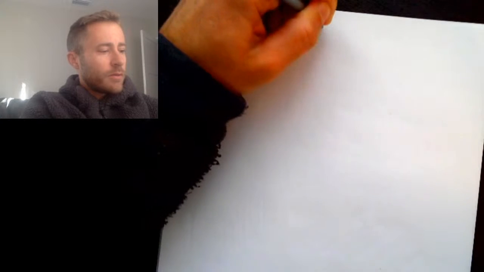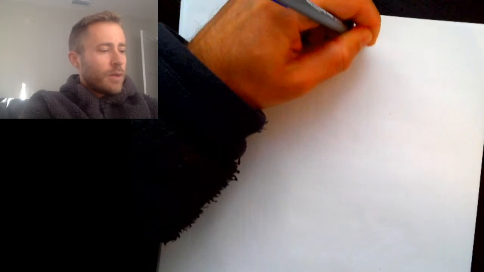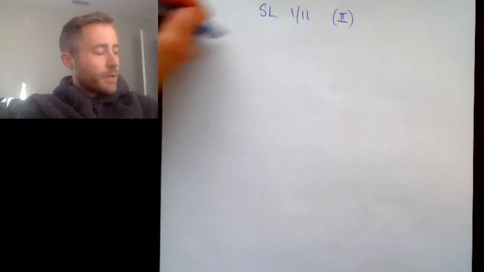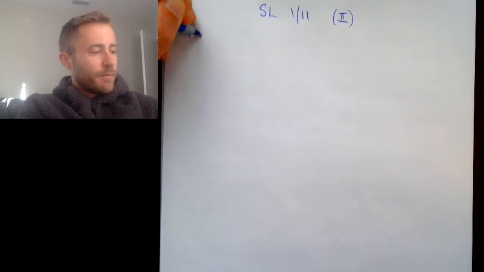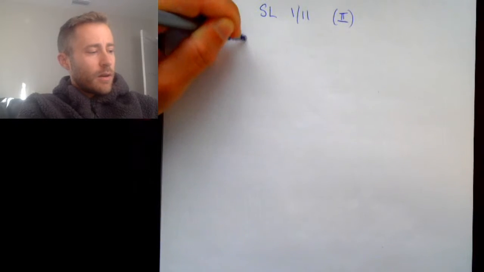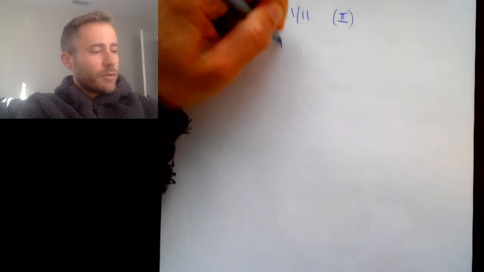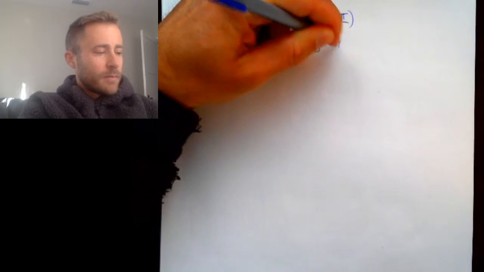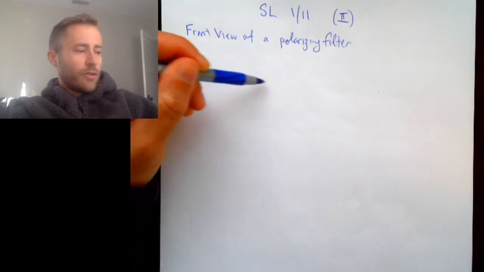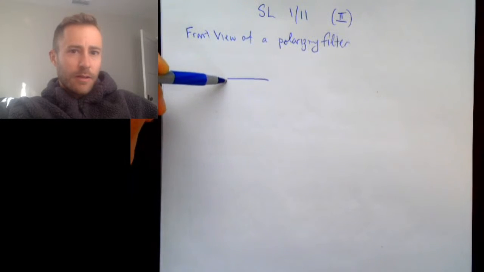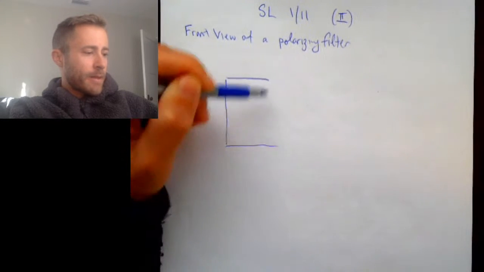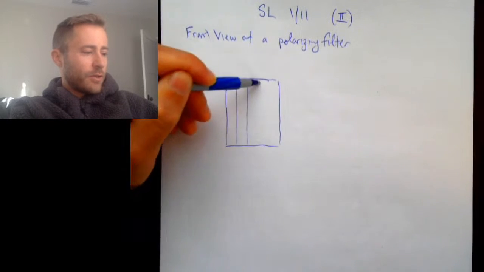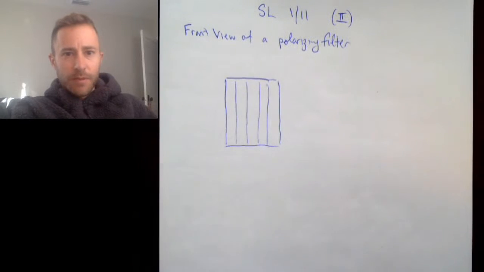So 111 part 2. So there's a rule. Let's imagine a front view of a polarizing filter. Here's a polarizing filter like this, and we're looking straight at it. So it's an up-down polarizing filter.